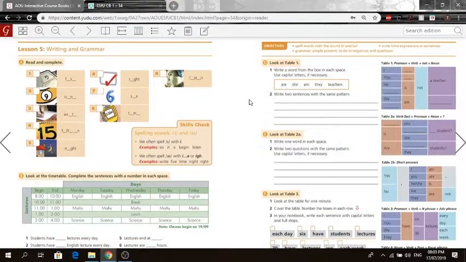Okay guys, so now moving on to the final lesson of Unit 2 here, writing and grammar, and this is probably going to be a bit longer, so stay focused. It's really simple and it'll help you, okay? So let's get right into it.